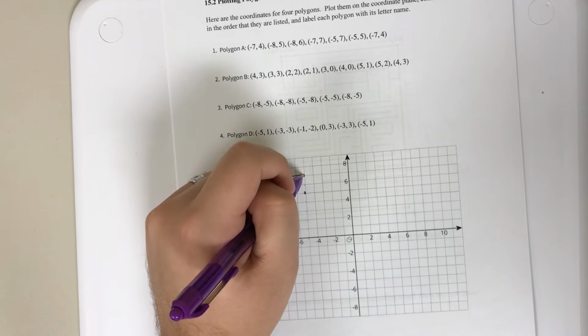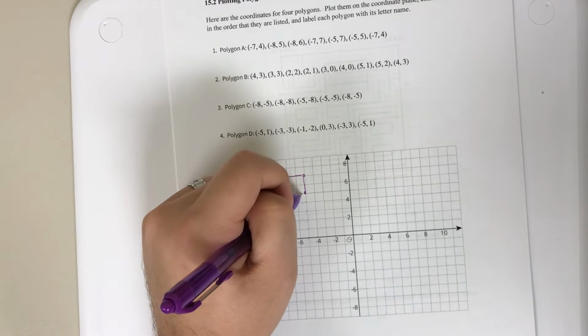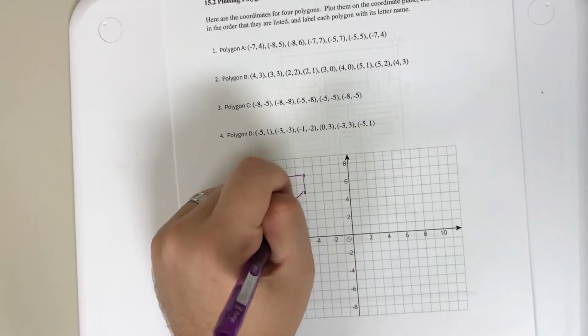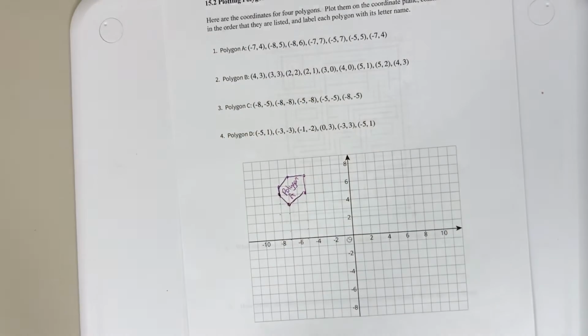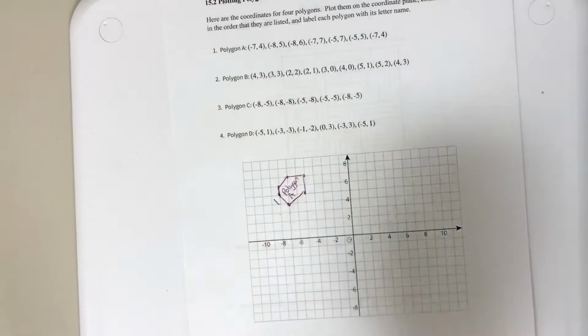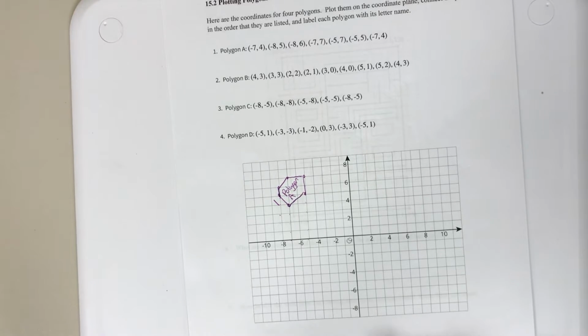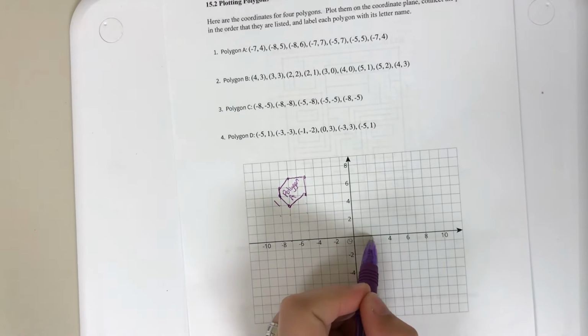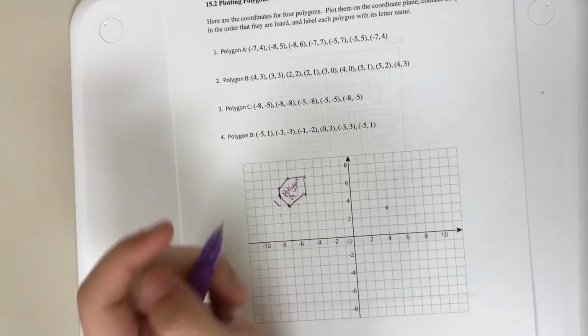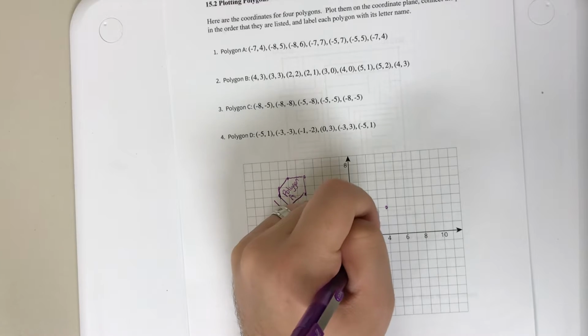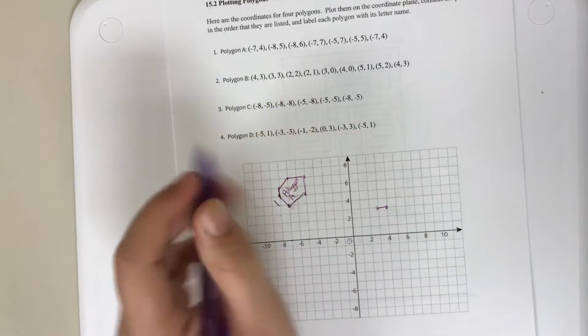And 7, 4. So I'm going to connect those two, and I'm going to go back to that point like that. So this is polygon A. Based off of the points that we had, that's polygon A. It should look like that. You can also label it 1. The next one is 4, 3. So 1, 2, 3, 4. 1, 2, 3. Then it's 3, 3. You're going to connect those 2 points.